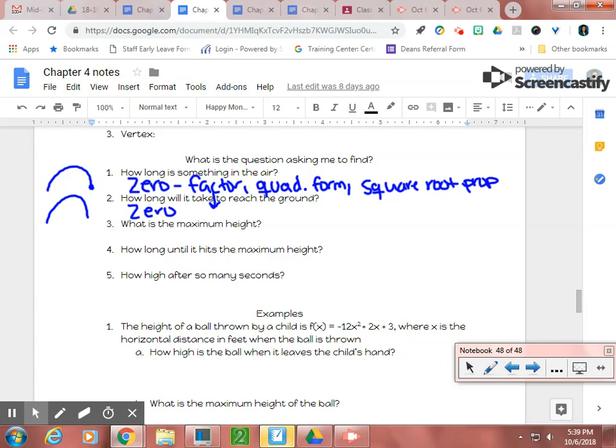What is the maximum height? So think about it. Maximum height is right here. The maximum height is going to be the y value of the vertex. How long until it hits its maximum height? Maximum height is still the vertex, but the how long part is your time, so that's the x value of the vertex. How high after so many seconds would be to plug time into the equation.